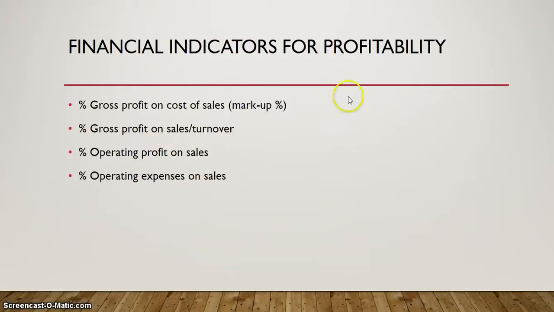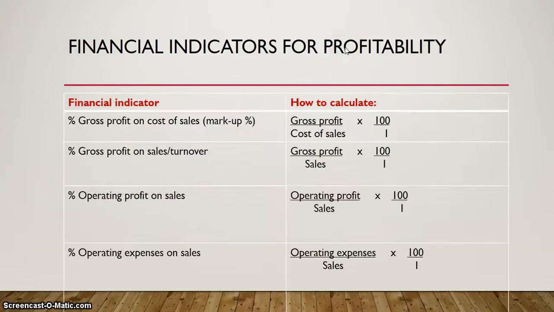Now, if we're wanting to talk about profitability, we need to calculate some financial indicators. The financial indicators that we would need to calculate would be the percentage gross profit on cost of sales, in other words, the markup percentage, or the gross profit on sales or turnover. Remember, another word for sales is turnover. So if I say calculate the percentage gross profit on turnover, I'm also meaning you must calculate the percentage gross profit on sales. We need to look at our operating profit on sales and also our operating expenses on sales. So those are your financial indicators that are relevant to the concept of profitability.